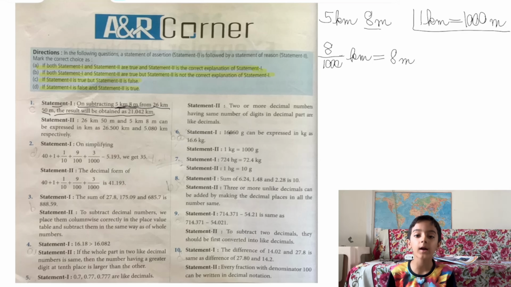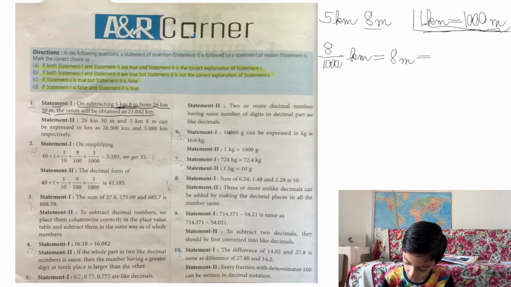Here, because we are applying two formulas. First of all, we are applying 1 kilometer is equal to 1000 meter. And second, here meter is smaller than kilometer, and here we are going from smaller to bigger. So to go from smaller to bigger, we have to divide the number. Here we will divide the number by 1000 because 1 kilometer is equal to 1000 meter. So that's why I divided 8 by 1000. So 8 by 1000 kilometer is equal to 8 meter.